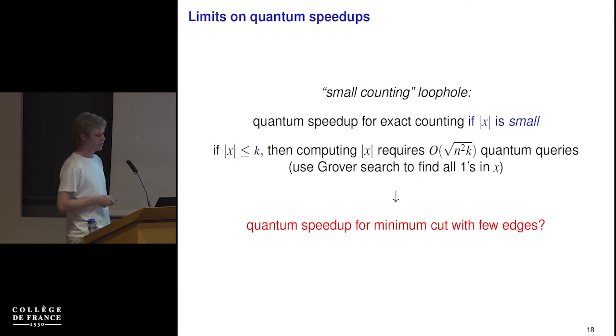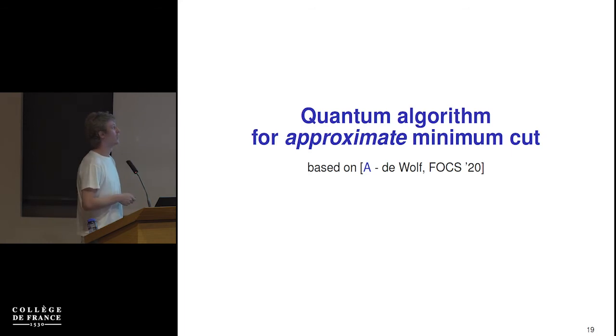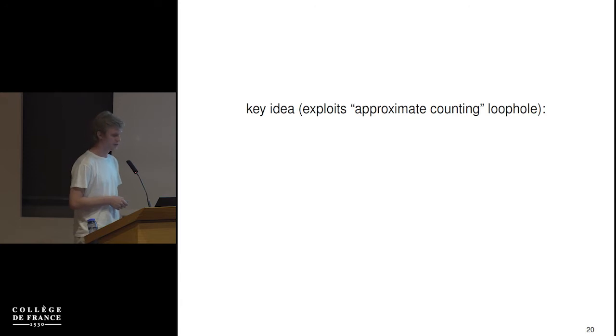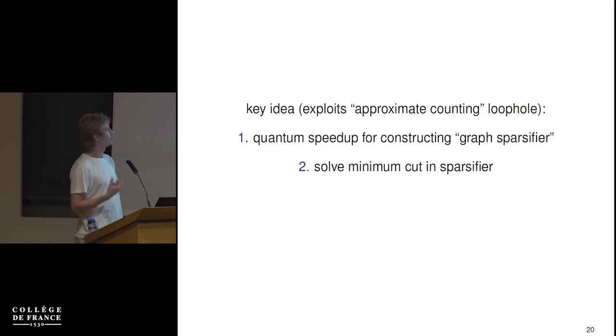So let me first talk a bit about this first loophole, which is approximate counting. And I'll do so by demonstrating that indeed for approximate minimum cut, we can find a quantum speedup. This is based on joint work with Ronald de Wolf. So the key idea, again, is to exploit this approximate counting loophole. And I'll explain the algorithm by first showing how we can get a quantum speedup for constructing a so-called graph sparsifier, which I'll explain in a second, and then just solving minimum cut on this sparsifier of the input.